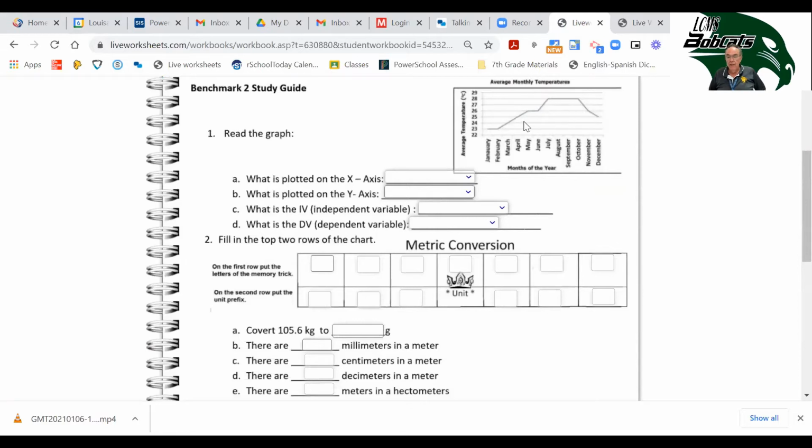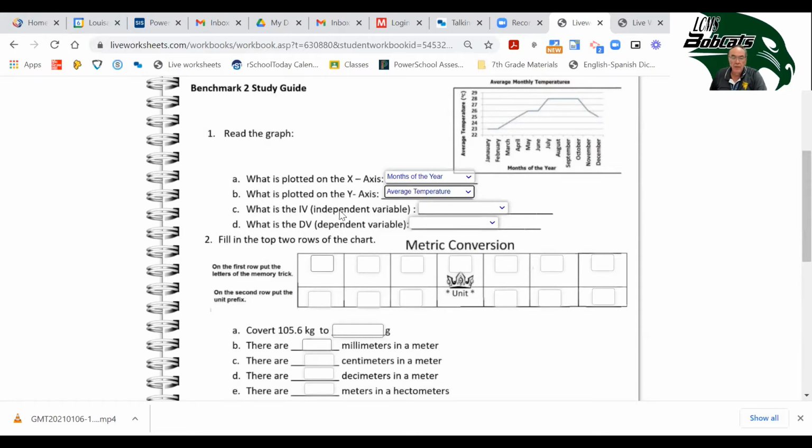Okay. So the first thing is looking at this graph, and it shows months of the year along the horizontal axis here, which is the X, and the axis going up and down is the Y. So what variable is plotted along the X-axis? We see months of the year is on the X-axis. And what variable is plotted on the Y-axis? Over here we see the temperature.